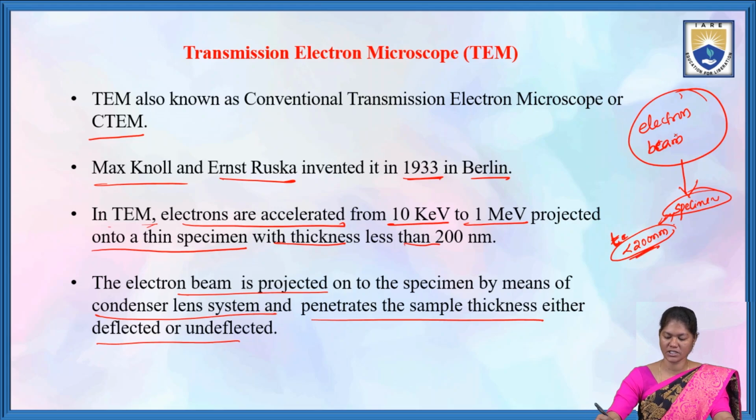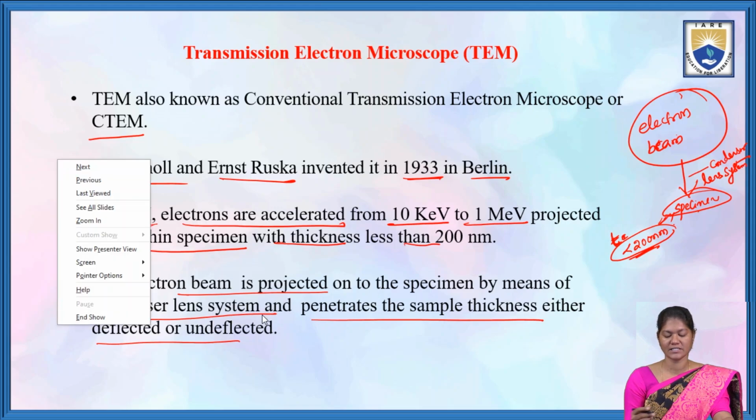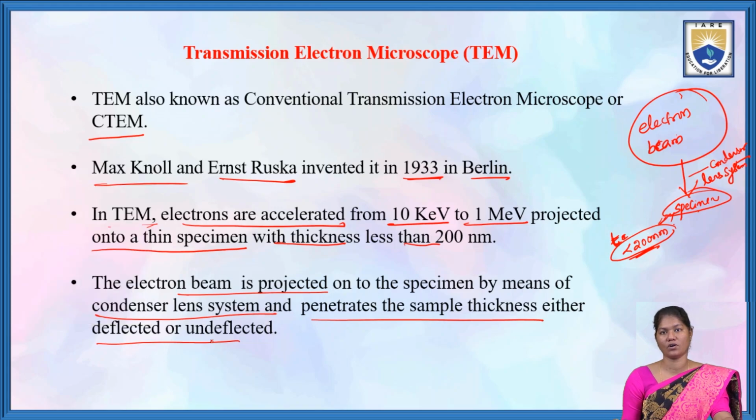So, how are we projecting this electron beam onto the specimen? By using the condenser lens system. The electron beam is projected onto the specimen by means of the condenser lens system and penetrates the sample, either deflected or non-deflected depending upon the crystal thickness and the arrangement. It makes a diffraction pattern.